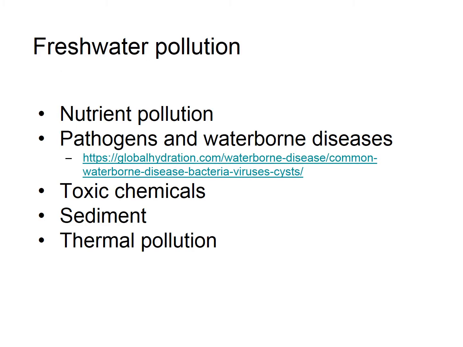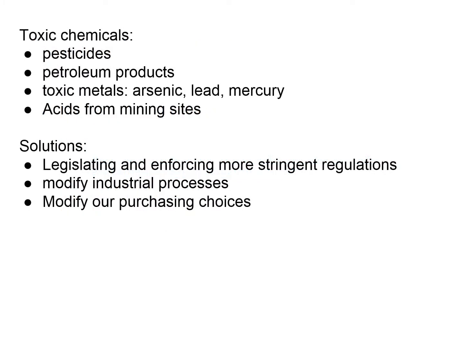Okay. The third topic is toxic chemicals. So these are things like pesticides, petroleum products. We've talked a little bit in the first unit about toxic metals, so arsenic, lead, mercury. These are things that have neurological effects. When we talked about mining, we talked about acid runoff. There can also be things like cyanide runoff from the various processing operations. So all of those are toxic chemicals.